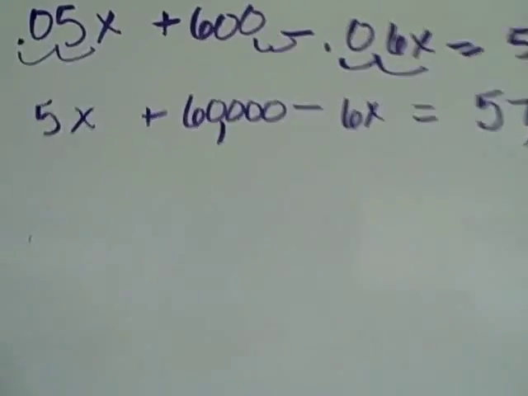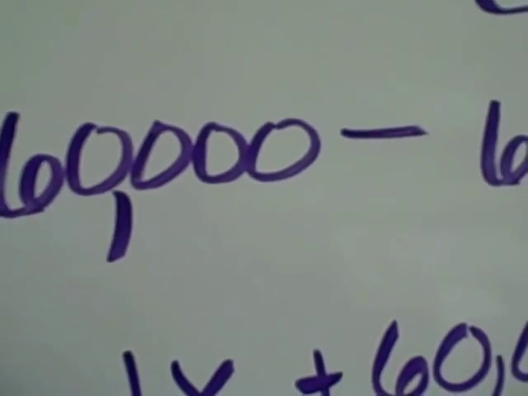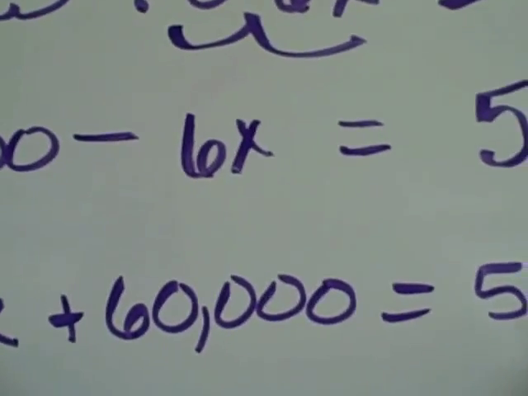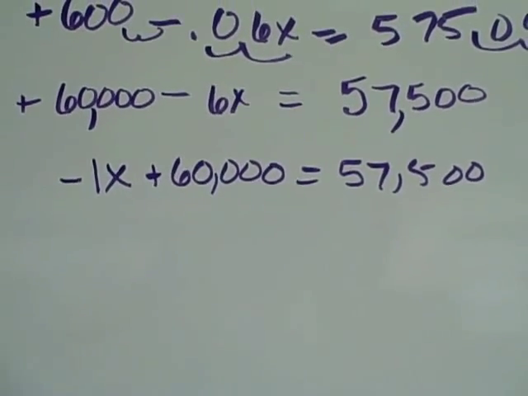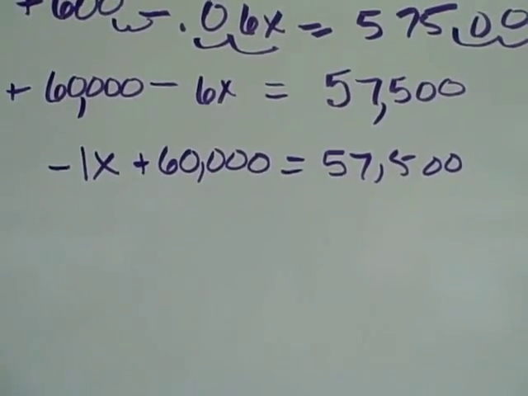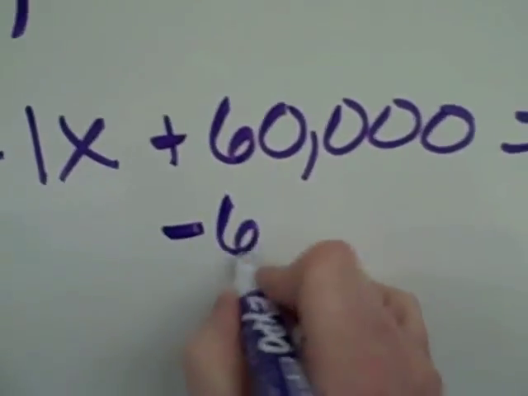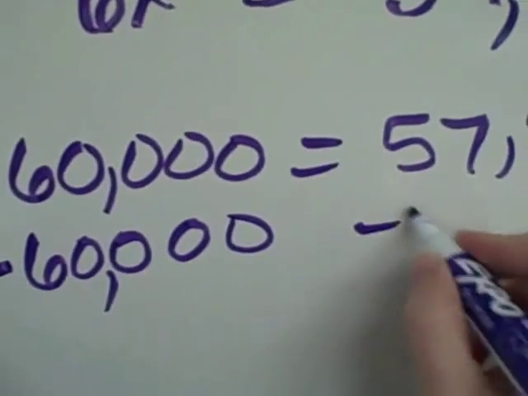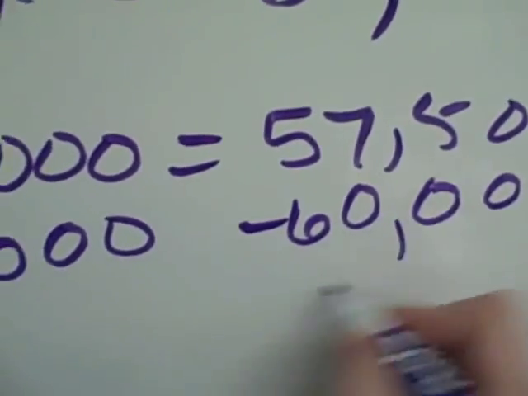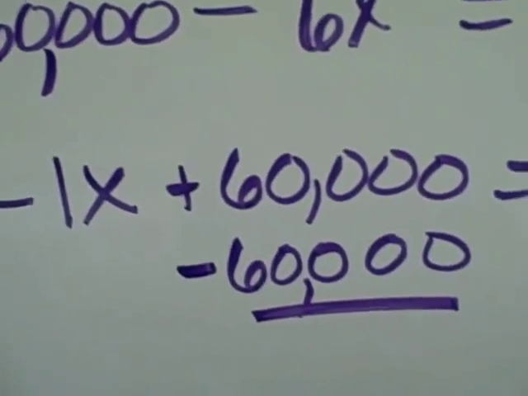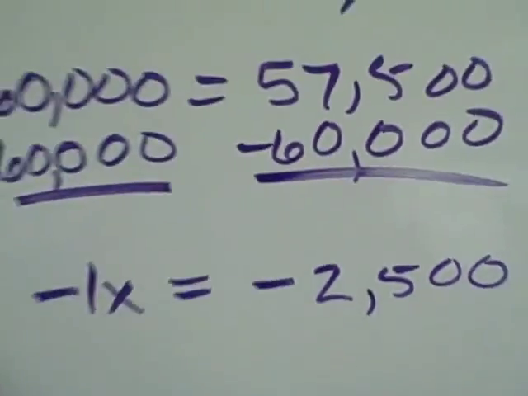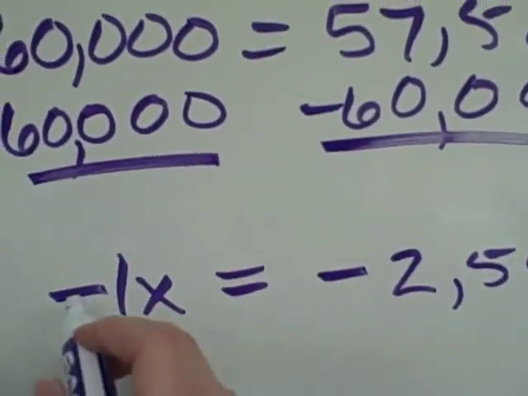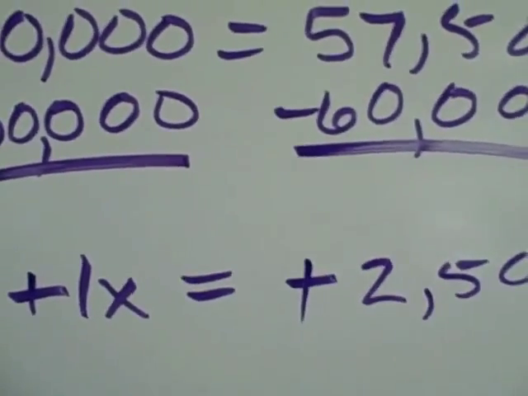Well, we're going to combine our terms on the left-hand side. 5x minus 6x will give us a negative x plus 60,000 equals 57,500. So here's the next step of our equation. Now I'm going to remove the 60,000 from the left and place it on the right by subtracting. And I get negative 1x equals negative $2,500. Last but not least, I'm going to multiply or divide by negative, thereby changing both of my signs.